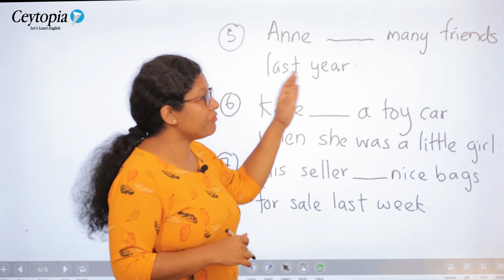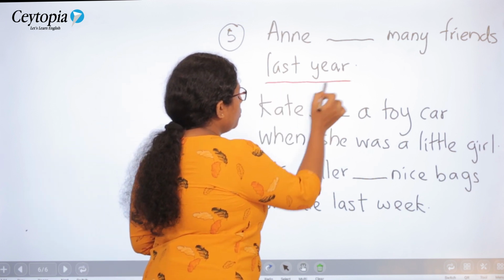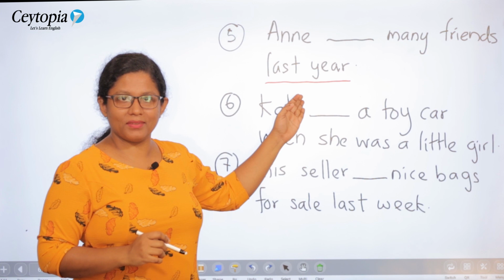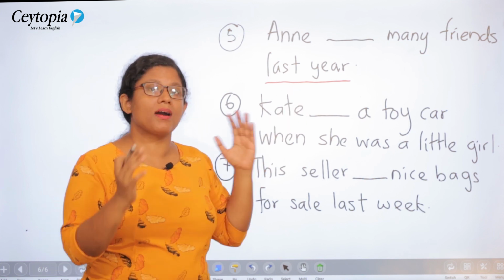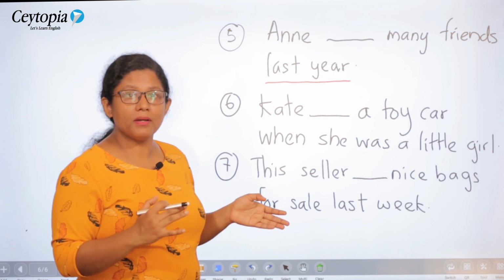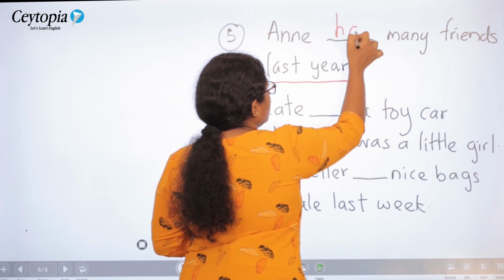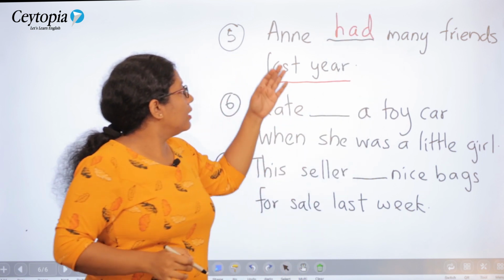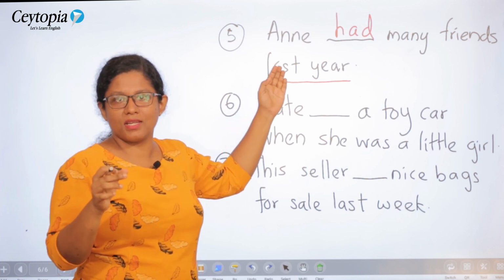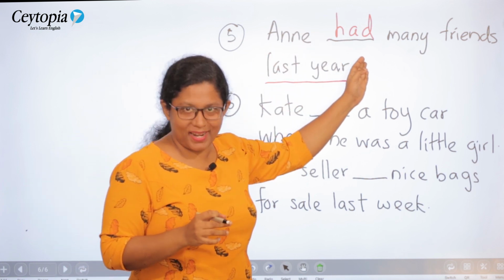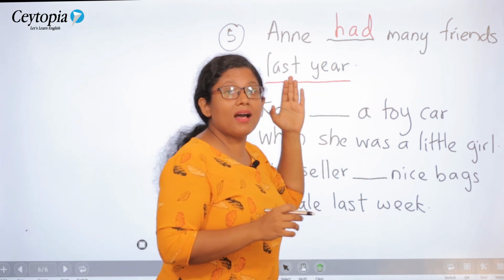Anne blank many friends last year. You can see that there are a few clue words as well. Last year, it is a clue word. It gives you the idea that we are talking about the past time. So what is the verb that is suitable here? Anne had. And you don't have to worry about the subject anymore. Why? For both singular and plural subjects, we use the same verb had. Let's read the sentence. Anne had many friends last year.